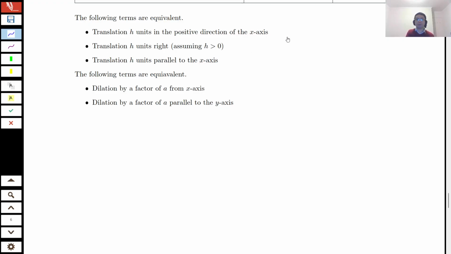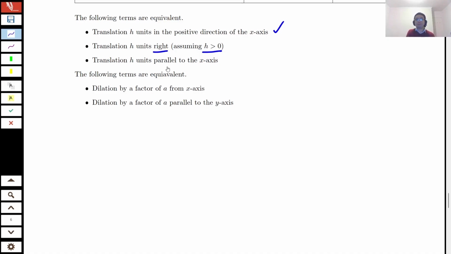So, we've already said the first one. Now, positive direction is unambiguous. If I say to the right, that's fine, but you need to tell me that h is positive. It doesn't really make sense to translate -3 units to the right. We know what that means, but please just say 3 units left instead to avoid confusion.